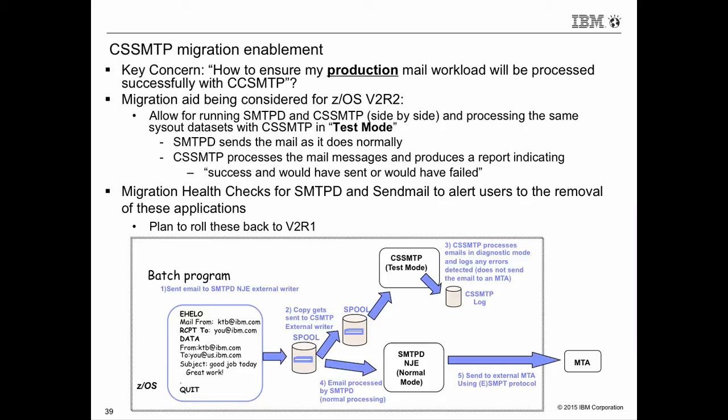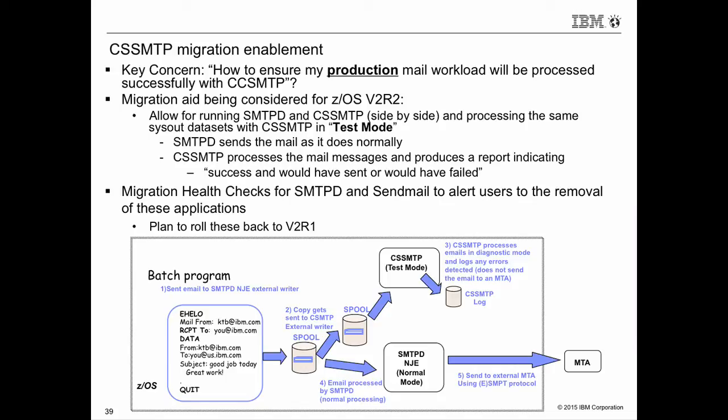So what we've introduced in 2.2 is the capability to run CS SMTP in a test mode, where it will basically take the mail and not send it, but process it all the way to the point of sending it, so that if there were any issues, we would discover those at this point. They get logged and you can analyze that. So the diagram at the bottom of the screen shows how this might work.